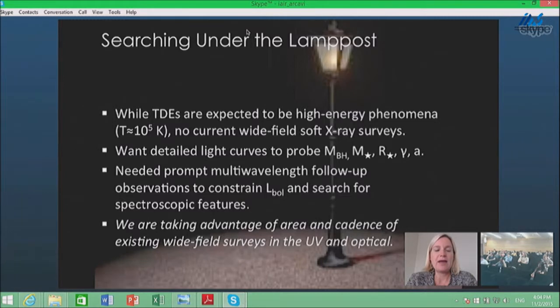So unfortunately, we do not have a high cadence wide field soft X-ray survey. We also don't have such a thing in the UV anymore, and so we should build such space telescopes. But in the meantime, we're doing a lot of exciting work at longer wavelengths in the optical.